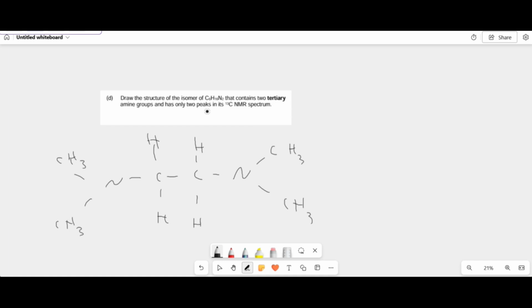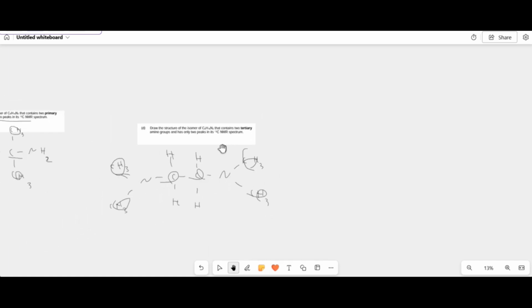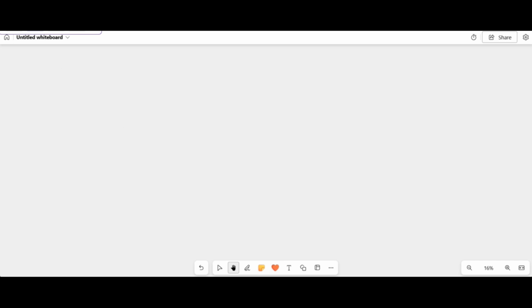That's fine. It's got two tertiary groups, and it only has two peaks. You only have two unique carbon environments. This is one carbon environment, this is the same carbon environment, and this is the different one, and they're all the same. All four of these, so you've got two different ones there, and these are tertiary amines anyway. So there you go, that's the answer for that.